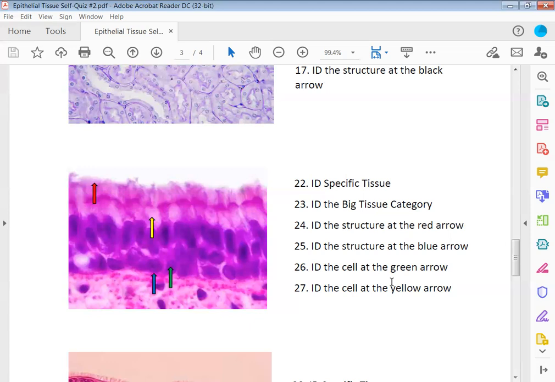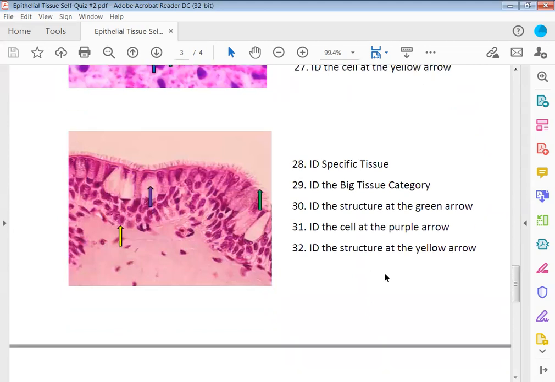Number 27, identify the cell at the yellow arrow. Number 27, the cell at the yellow arrow would be the goblet cell. Moving on to the picture here with questions 28 through 32. Number 28, identify the specific tissue. Number 28, the specific tissue would be pseudostratified columnar epithelium.